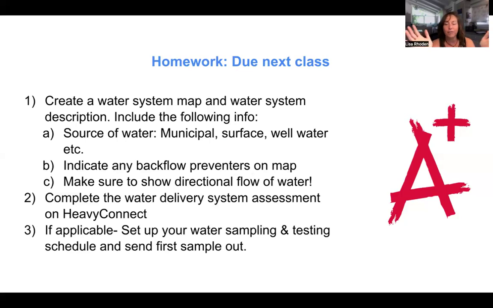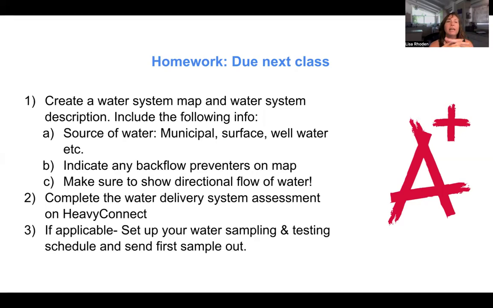And again, the map doesn't have to be anything fancy. You can draw something online using the computer. You can pull a Google map off of Google Earth or something and draw it in by hand, whatever works for you. You're going to complete the water delivery system assessment on Heavy Connect. This is a log. And again, this is kind of just a walkthrough of your system. What does it look like? So if you go into Heavy Connect, you're going to see it's just about 3 pages of questions, very simple. You're going to identify whether or not there's any broken pipes, any leaking that you see, any rust, anything like that.